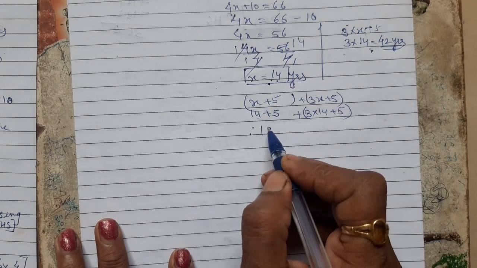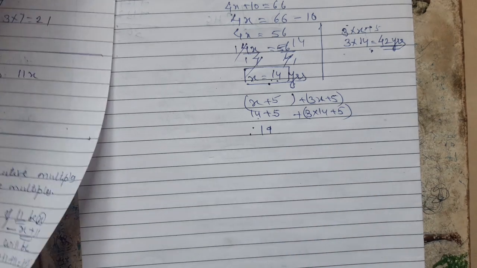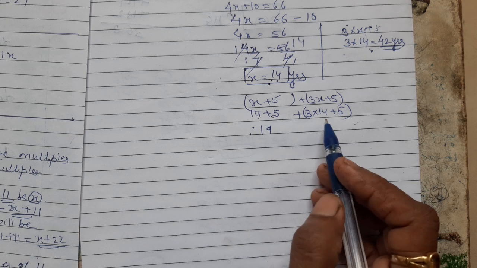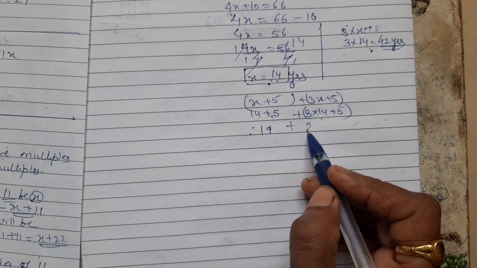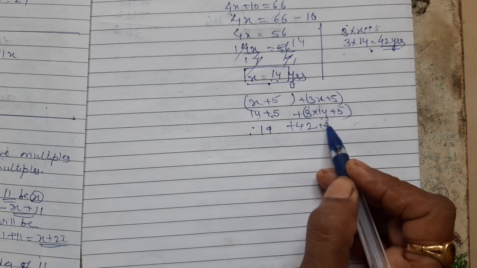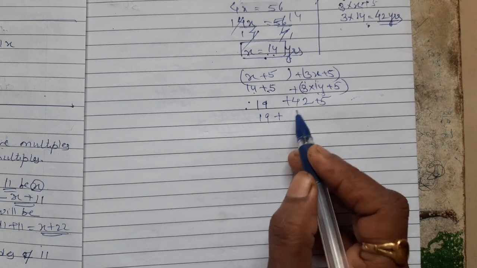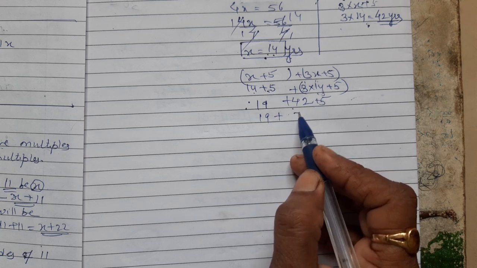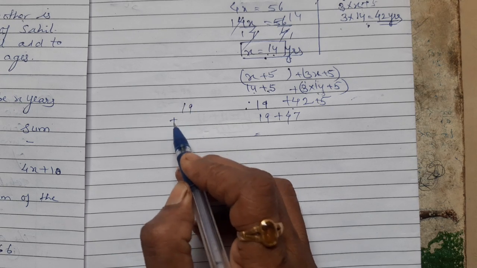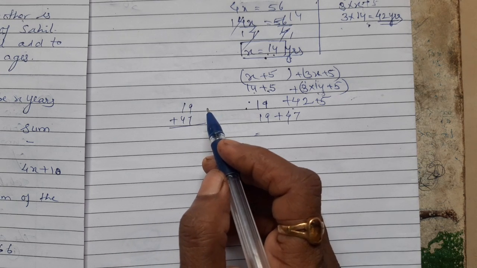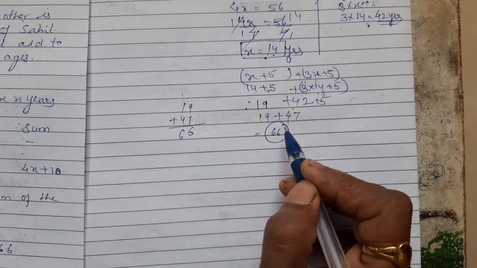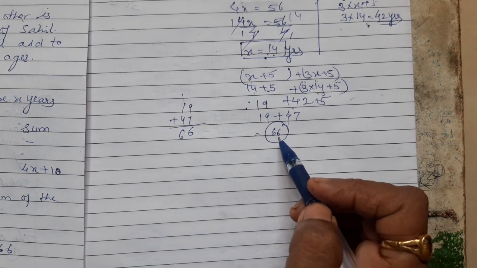So 14 plus 5 is 19, and 3 into 14 is 42, plus 5 is 47. And now 19 plus 47, see how much you are getting. 19 plus 47 is 66. So it means the value of x which we have got is correct.